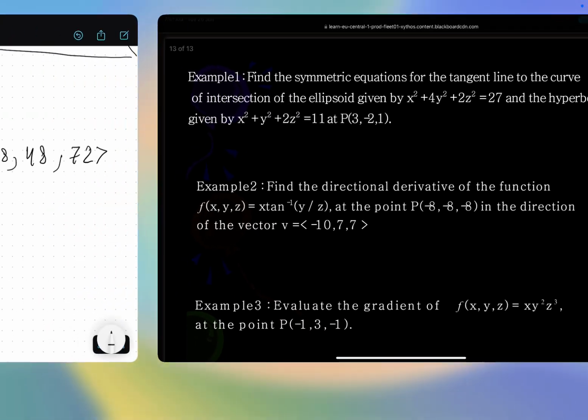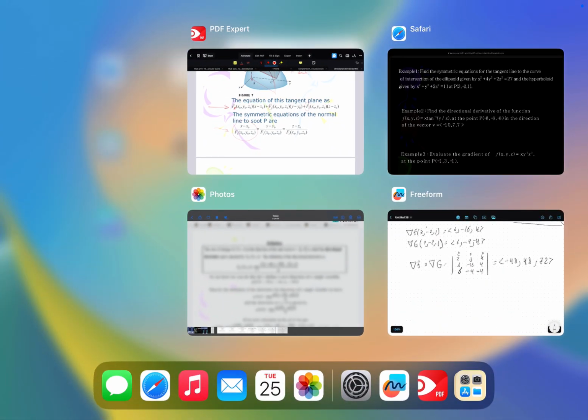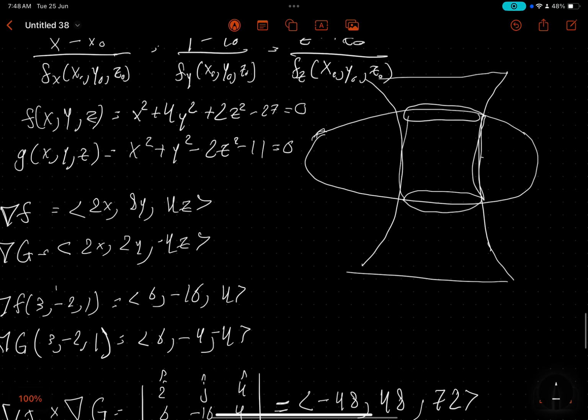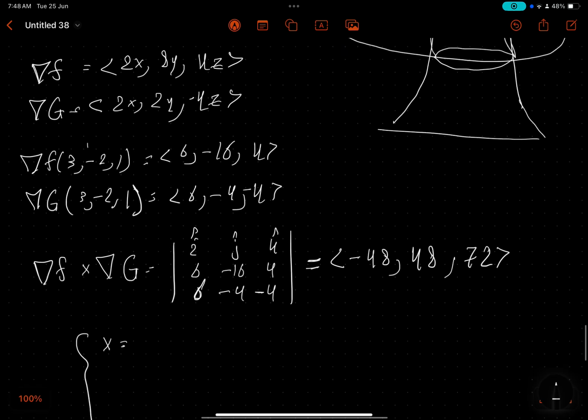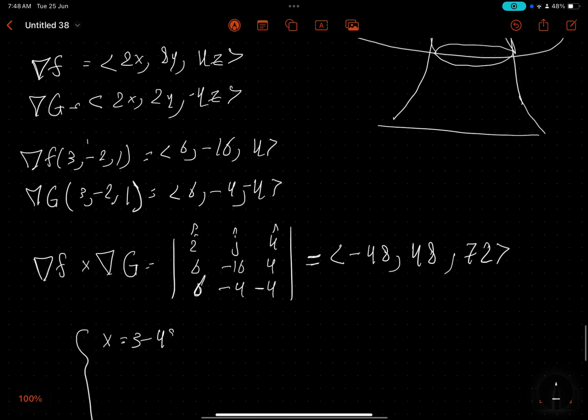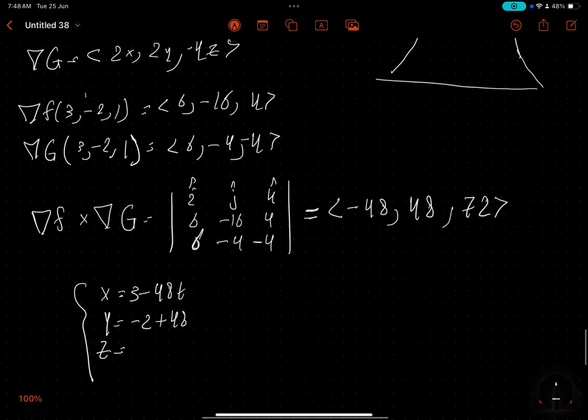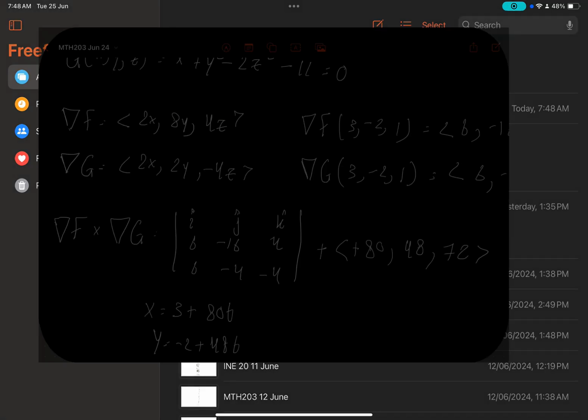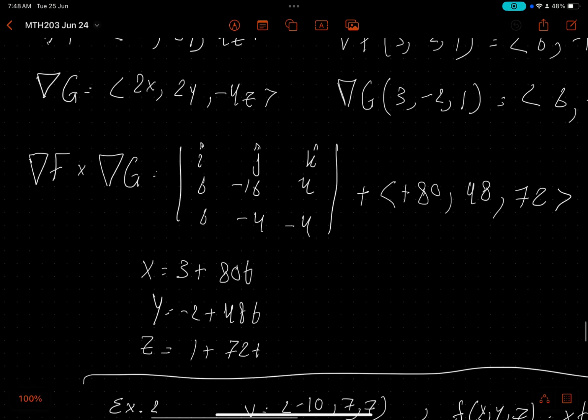So what do we do with this? Now this is the vector, the slope of the vector. In order to find the symmetric equation, we just use the point we were given, which is 3. So we say x equals 3 minus 48t, y equals 48t, and z equals 1 plus 72t. I hope I did not make a mistake. Okay, no, yes, I'm correct.